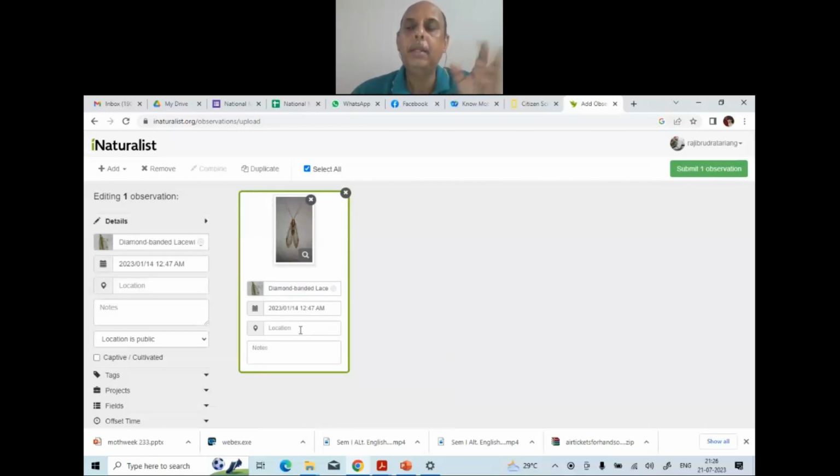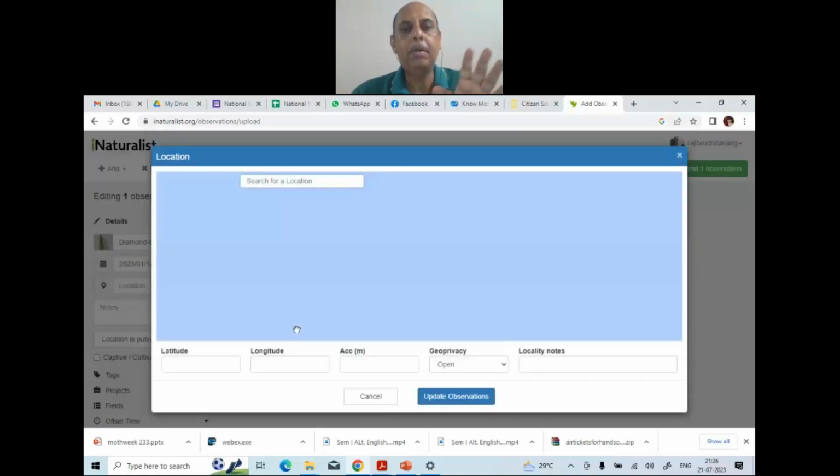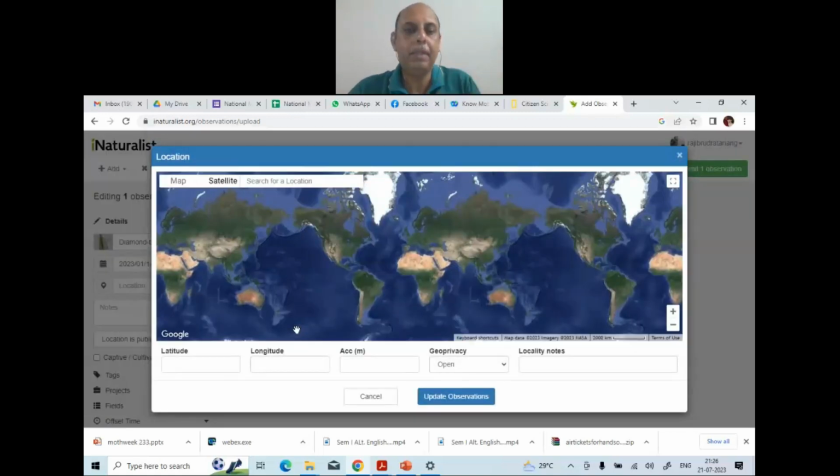Now the location is not known. GPS was not taken when I took the photograph. Even though I have told you all to take GPS photographs, I myself did not take GPS-located photographs during that period. Still, I know the location, because it is at the Digboi police station. So I'll put the location here.